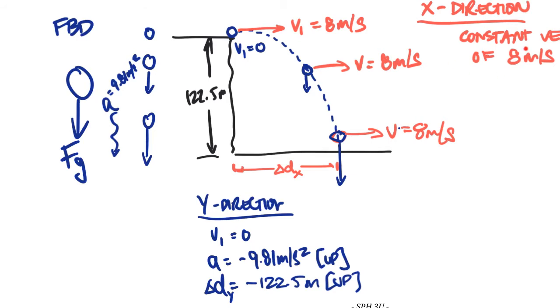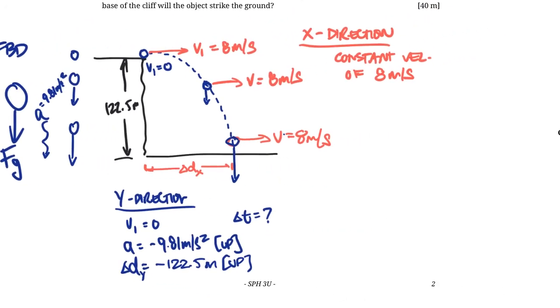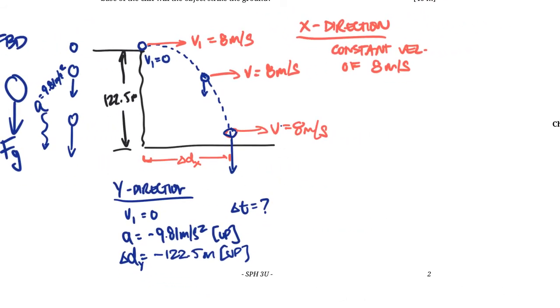Remember, for this part, we're trying to find the x component, how far it's traveled horizontally. But in order to do that, we needed the time, how long the ball was in the air. We can find that time from the y component. So we're looking for delta t. That's the thing we don't know. If we look at our 5 equations of accelerated motion, remember this is accelerated motion because the object is falling directly down due to gravity. The equation that we can use is delta d equals vi delta t plus 1/2 a delta t squared, with the vectors in the proper places.